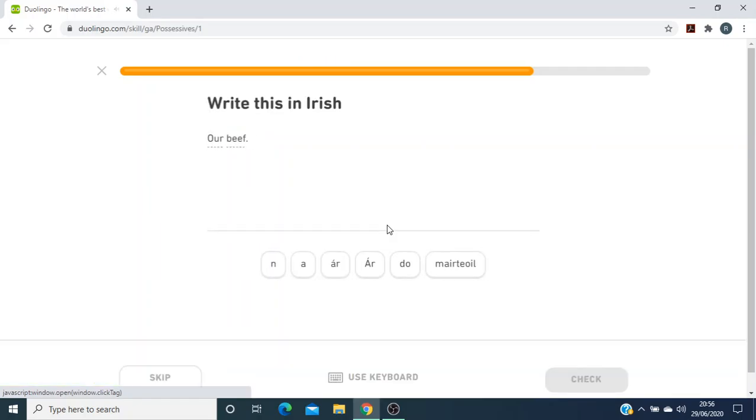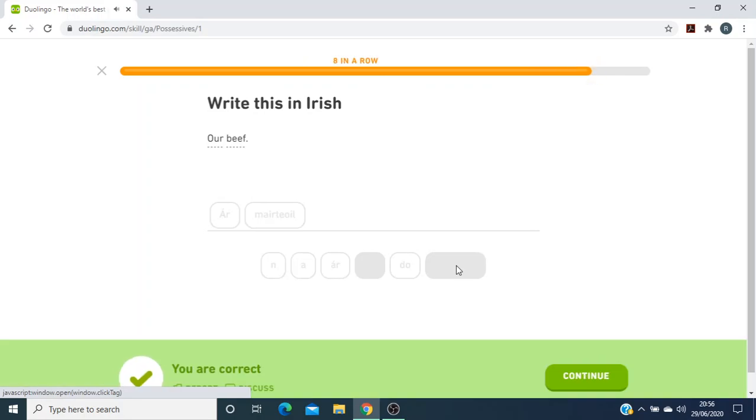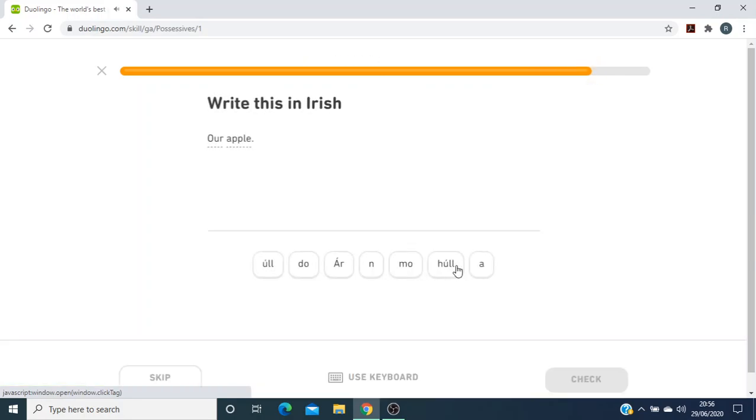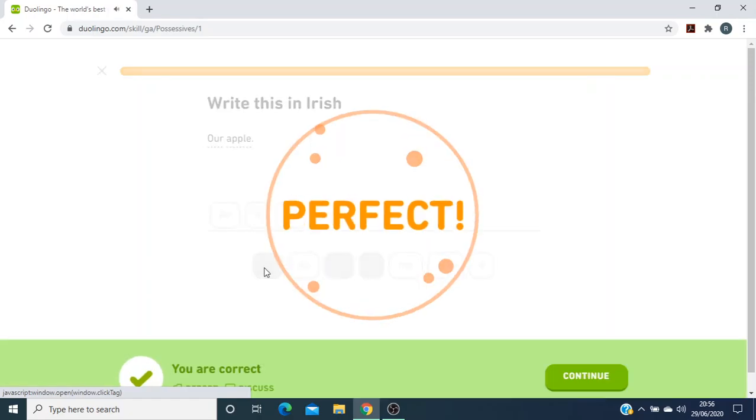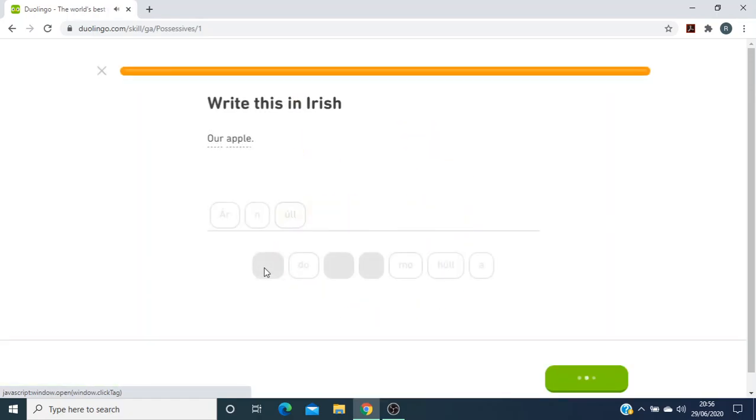Right. Our beef, ár mairteoil. Yes. Our apple is our. No, I think there's an N involved when it's R plus a vowel. So ár n-ull. Yep. Okay.